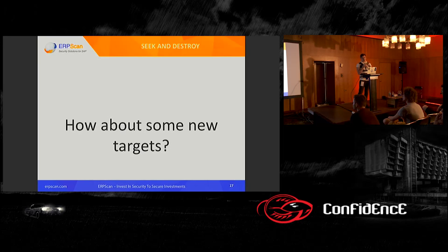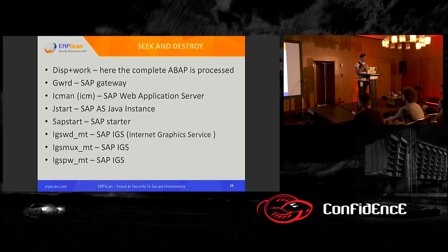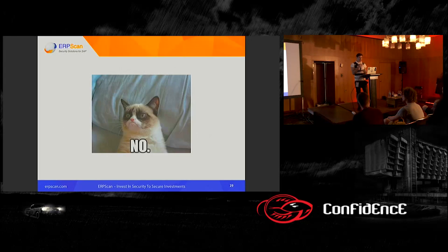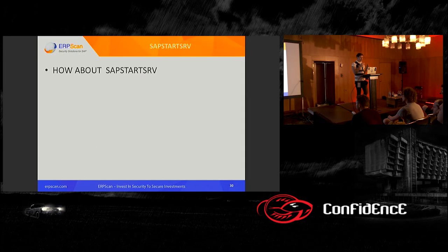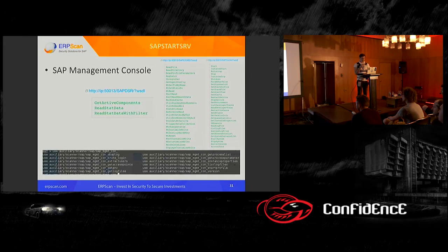So we decide to change our victim. We decide to choose another binary, not so big, which allows us to do a quick analysis and find something very quickly. We look at the process list one more time, and as you know, on the server side a lot of different processes work. As I said, GWRD, which is a gateway, ICMN, etc. But we decide to choose another one. We choose the SAP Start SRV binary file.